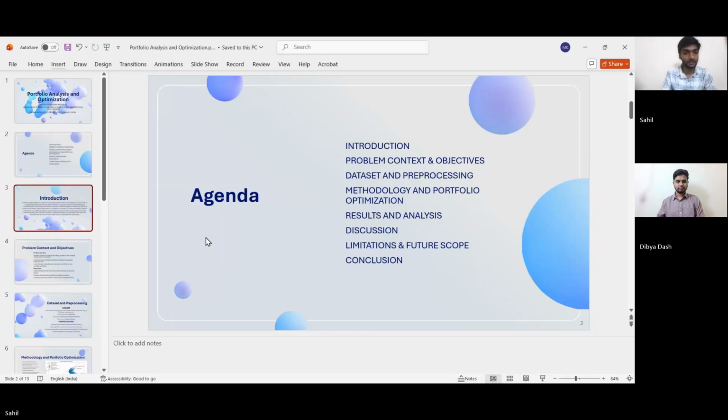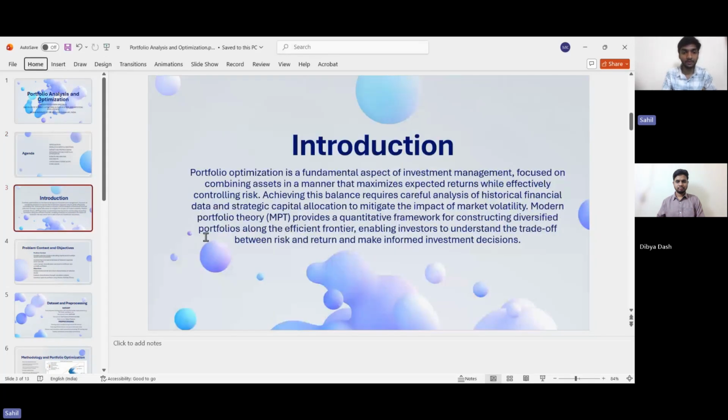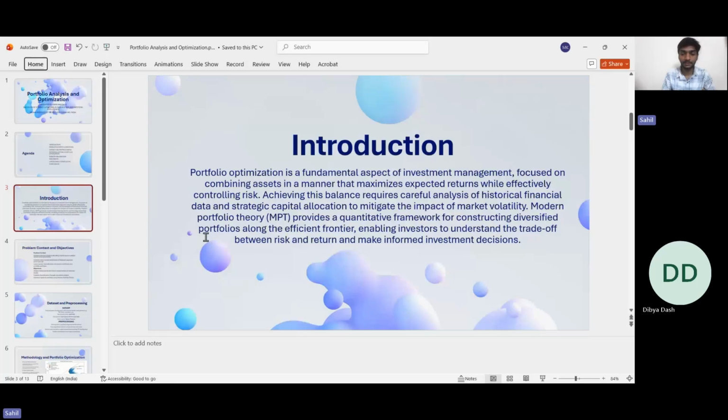Move to the introduction. So portfolio optimization is a very fundamental concept in investment management, which focuses on combining multiple assets in a manner that gives good returns while keeping the risk under control. To do this, we study past financial data and decide how to distribute our investments across different assets. And this helps reduce the impact of market ups and downs.